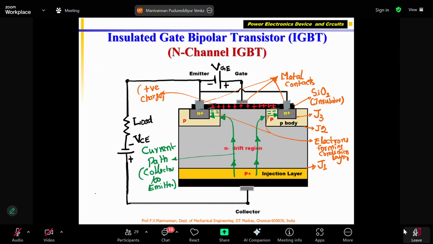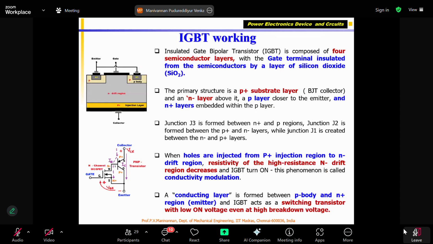Any doubts, please? If you have doubts, please ask, because if you are asked to draw the IGBT, an N-channel IGBT, and explain its working, you are expected to draw this diagram and explain what we discussed yesterday and today. Any doubts? Okay, no more. Fine. So anyway, what I already explained, I am now going to complete in words.